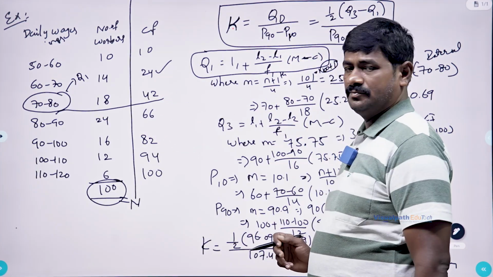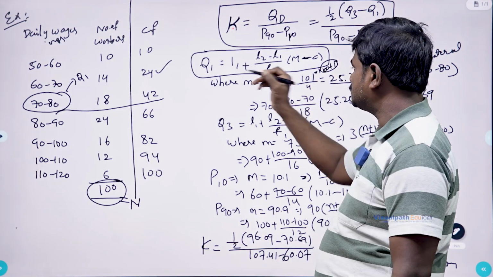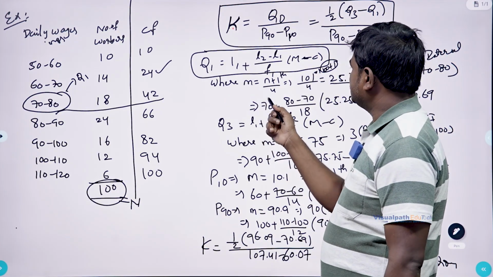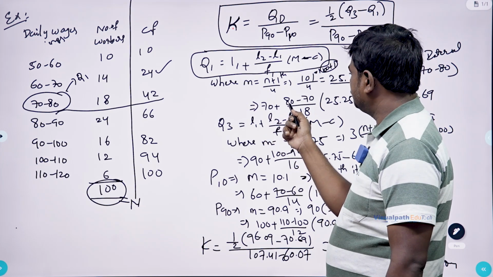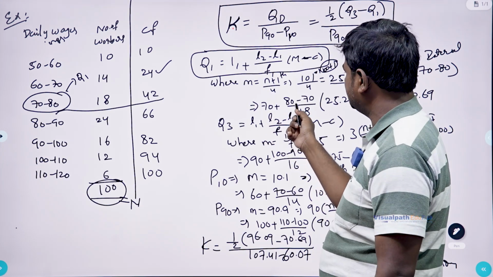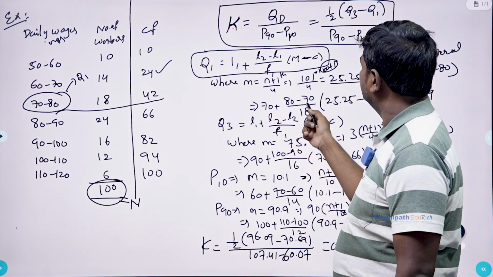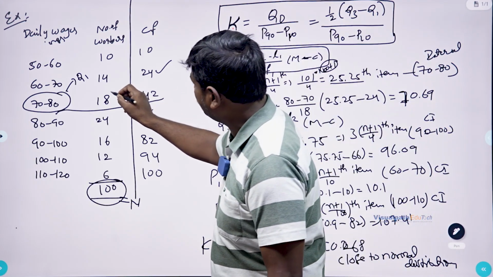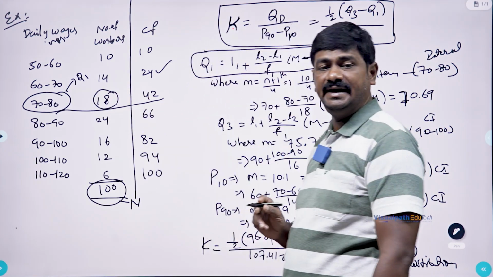So we substitute those values in the formula. L1 is 70 plus, the upper limit 80 minus the lower limit 70, divided by 18, where 18 is the frequency of the particular median class.